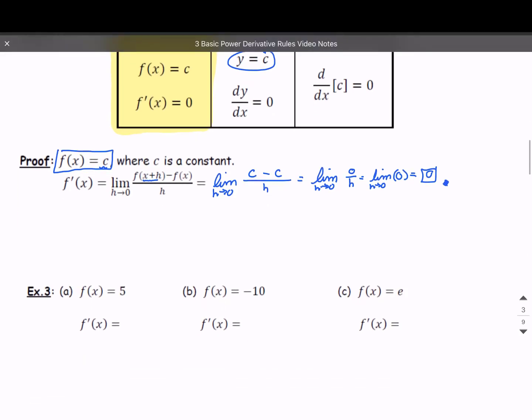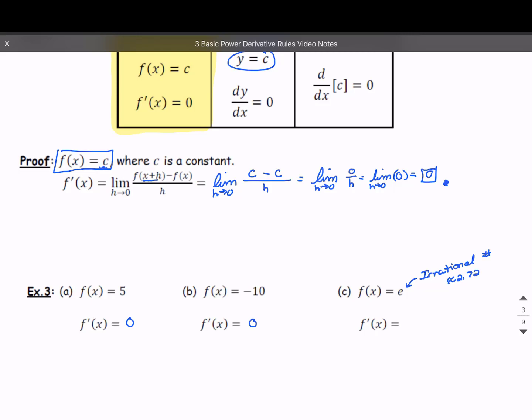So now if I was to ask you if f of x is 5, then f prime of x is 0. If f of x is negative 10, then f prime of x is 0. If f of x is e, now remember e, that's an irrational number, just like pi. Remember, it's about 2.72.